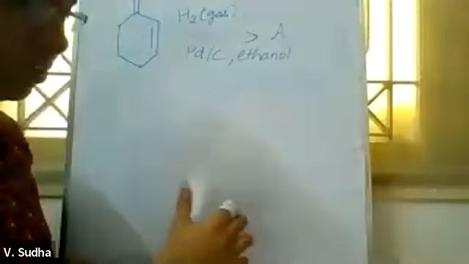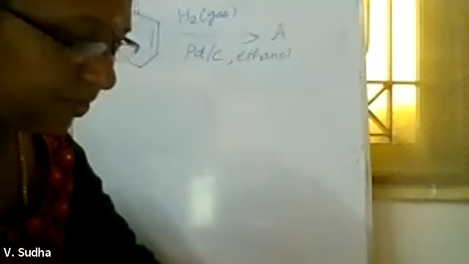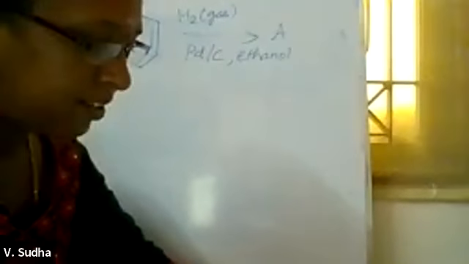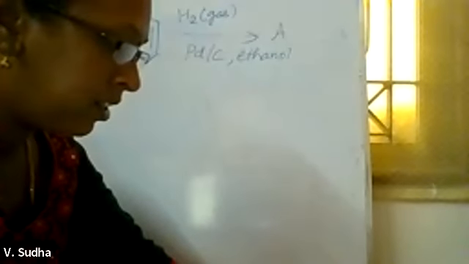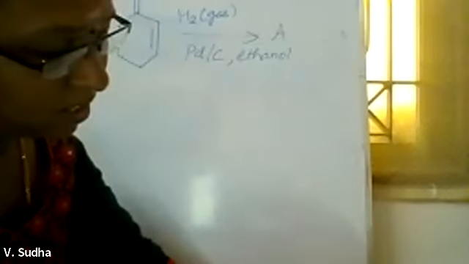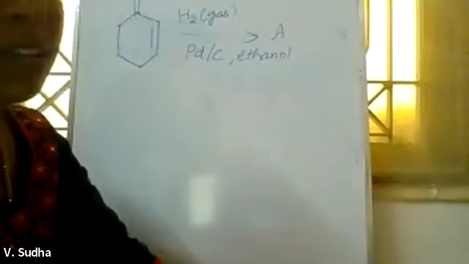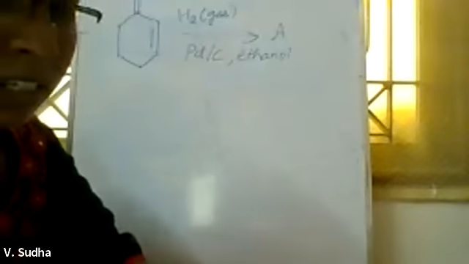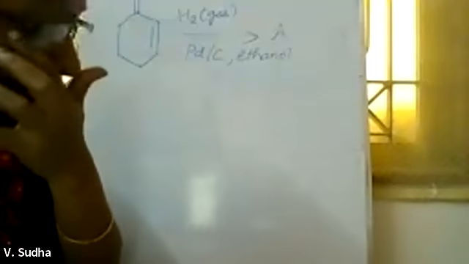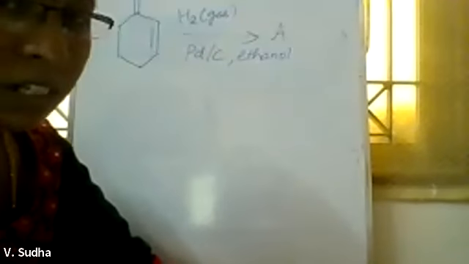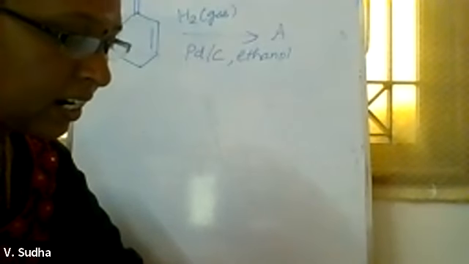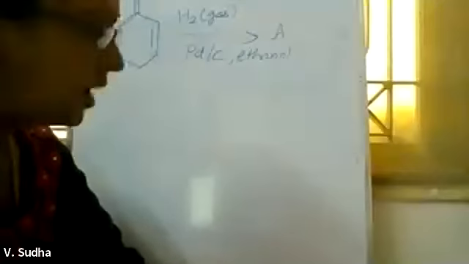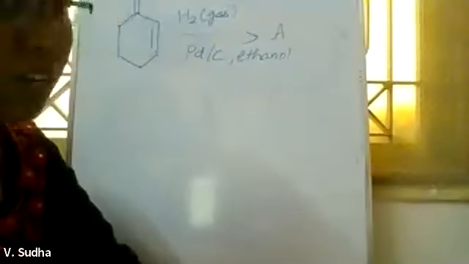To find out what is E. Yes, this is alpha, beta unsaturated compound. An alpha, beta unsaturated compound in presence of palladium catalyst will undergo hydrogenation reaction.